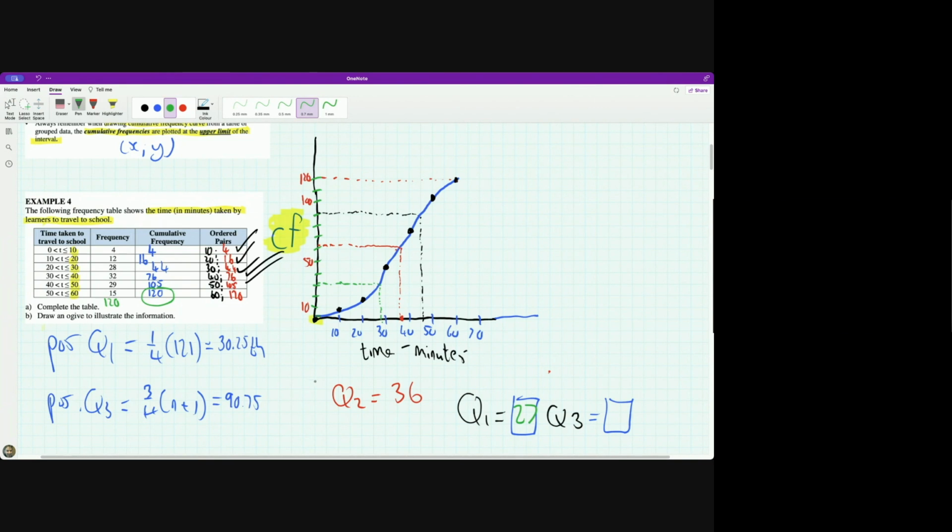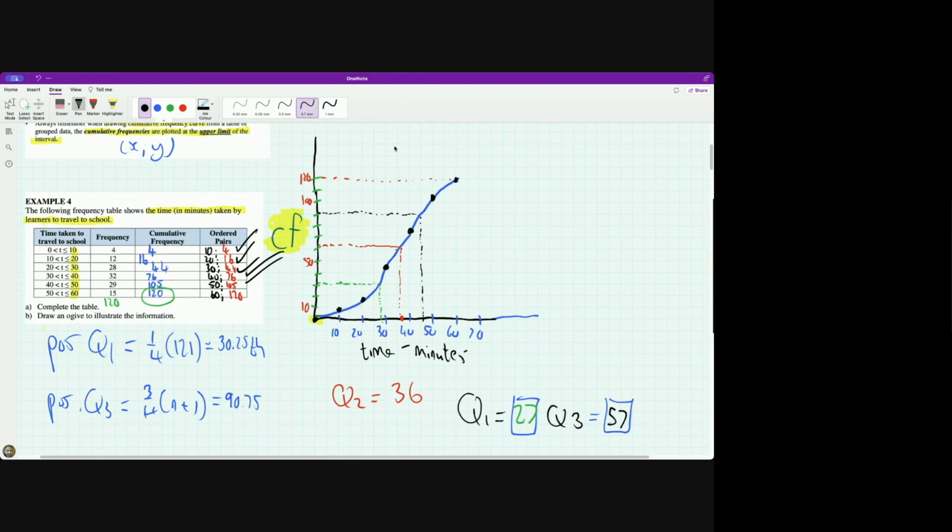And then for Q3, I'm going to go with it being closer to 50. So let's say 50, if that's 40, looks about 56, 57. Let's go with 57. So those are my estimates. So it's 27 minutes, 57 minutes, 36 minutes.